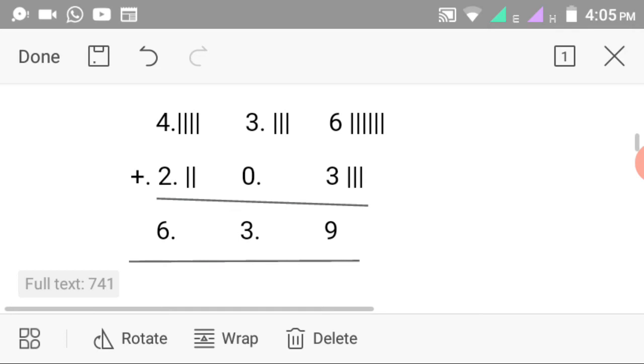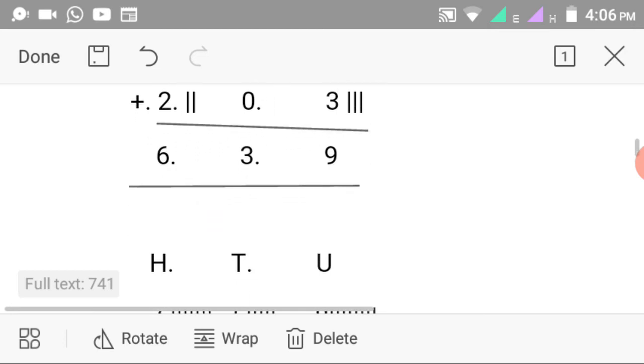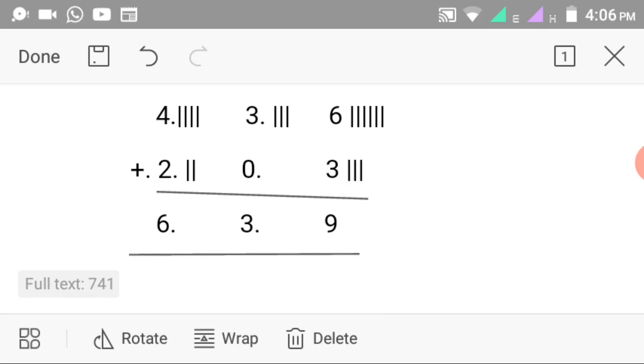Now, I will go to my 3. I will count 3. 1, 2, 3. Can I count 0? No. You remember I said any number plus 0 is equal to that number, because 0 is nothing. 0 is not a living thing. 0 cannot do anything. It cannot move, it cannot eat, it cannot reproduce. So my 3 plus 0 will give me 3, because 0 is nothing.